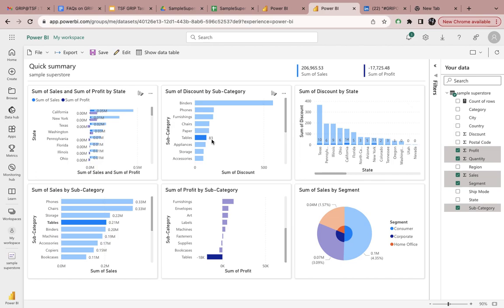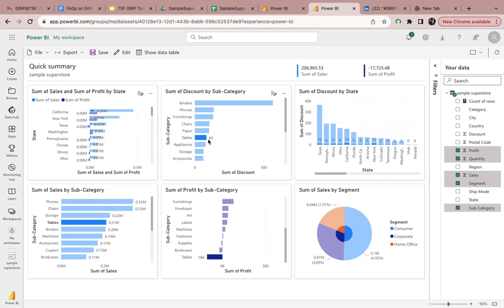But just for an example over here, the sales of tables in Texas is 170K approximately, which is a higher number than Washington, 138K. But if we compare profits between these two states, the profit in Texas is minus 25K, while in Washington it is 33,000.